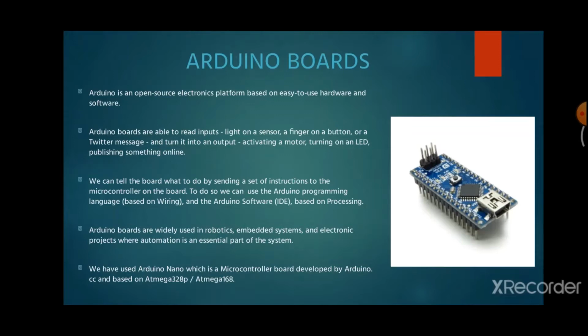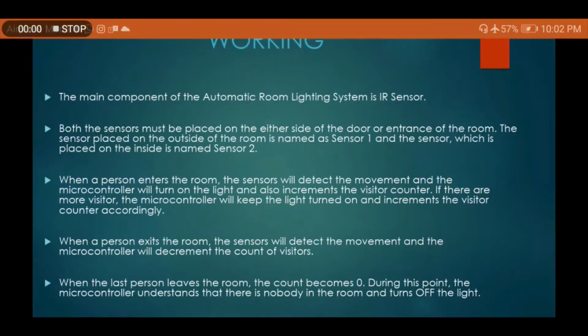Arduino boards are widely used in robotics, embedded systems, and electronic projects where automation is an essential part of the system. Okay, now let us continue with the automatic room lighting system. Now we will discuss the working. The main components of the automatic room lighting system are the IR sensors. Both sensors must be placed on either side of the door or entrance of the room.